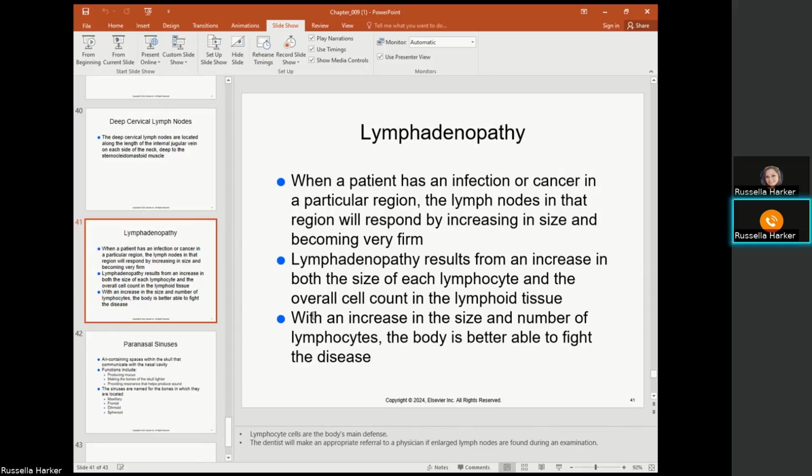Lymphadenopathy is when a patient has an infection or cancer in one certain region, and the lymph nodes in that region will respond by increasing in size and becoming very firm. So that's when someone says they have swollen lymph nodes. The lymphadenopathy results from an increase in both the size of each lymphocyte and the overall cell count in the lymphoid tissue. With an increase in the size and number of lymphocytes, the body is better able to fight the disease. Lymphocyte cells are the body's main defense. So if a dentist notices that the lymph nodes are enlarged, they make an appropriate referral to the physician.